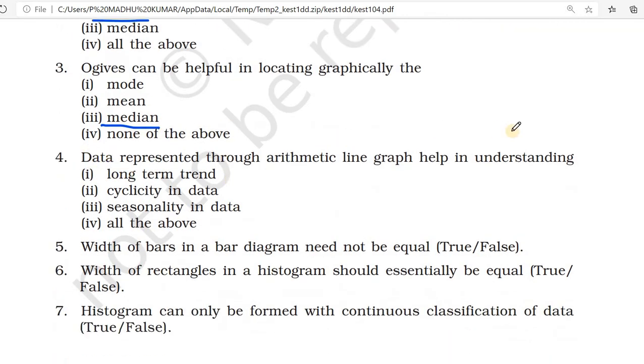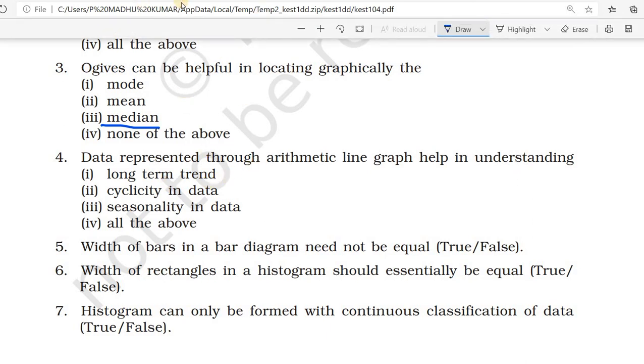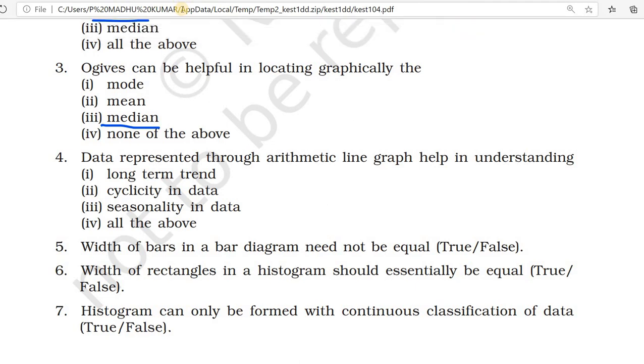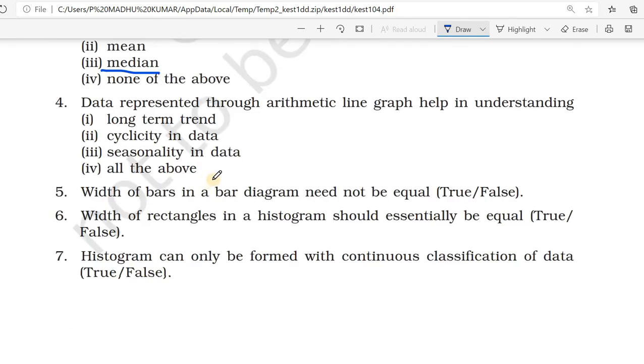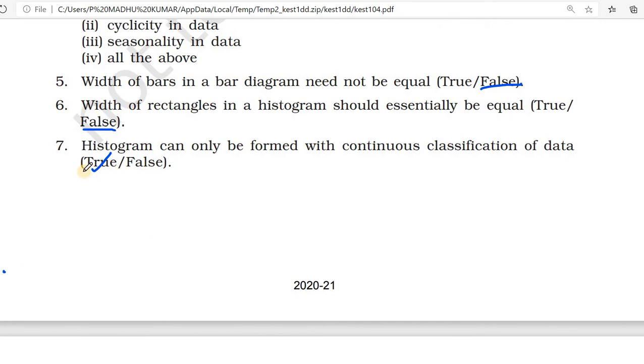Next one, data represented through an arithmetic line graph helps in understanding the long term trend, okay. Then we know the arithmetic line graph is showing the trends. Width of bars in a bar diagram need not be equal, true or false. Then width of rectangles in a histogram should essentially be equal, okay. Answer is false, okay. We know sometimes it will vary, depends on class.